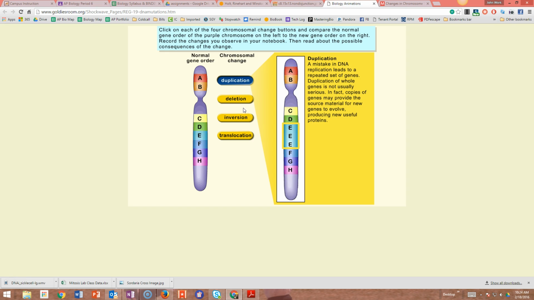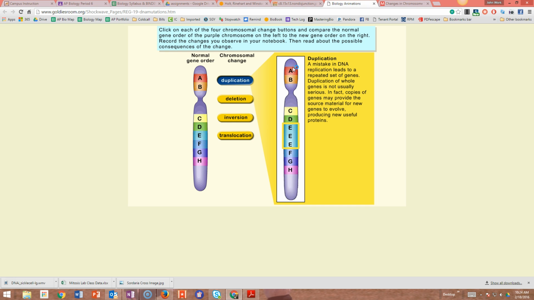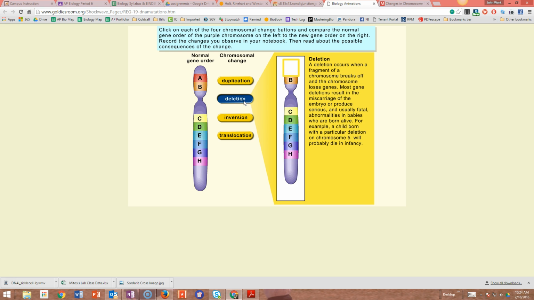So back to the Webquest, right? So we're in this part 2 of the Webquest. It wants you to know, well, first of all, in duplication, do we lengthen or shorten the chromosome? Well, we're duplicating it, so it's longer. The prognosis is duplication of the whole genes is not usually serious. In fact, copies of genes may provide the source material for new genes to evolve. You just have more of what you already have, so it's typically not that big of a deal.